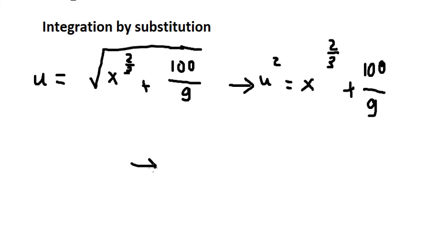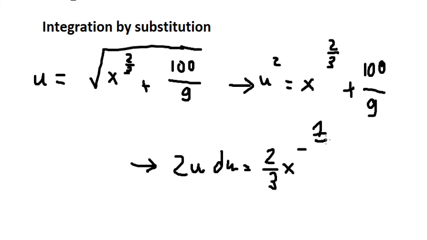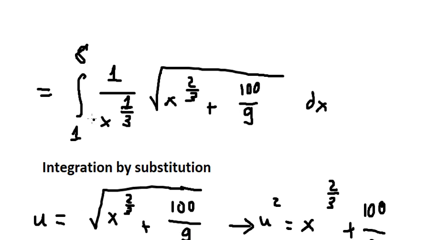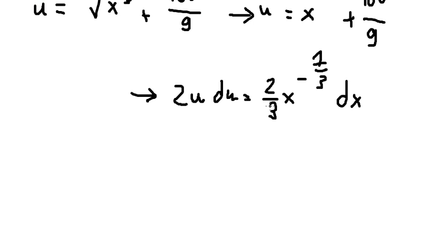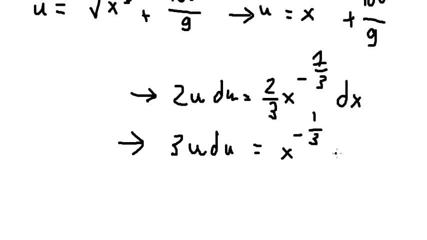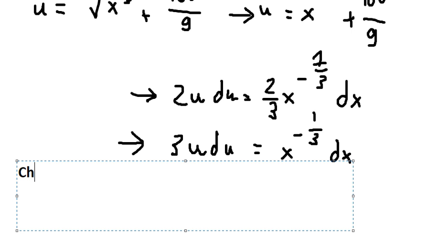Now we do the first derivative for both sides. U squared, we have 2u. This one we have 2 over 3 s to the power of negative 1 over 3 ds. Because we don't have 2 over 3 in here, we divide both sides by 2 over 3, and we have 3u du. Next, we need to change the bounds.